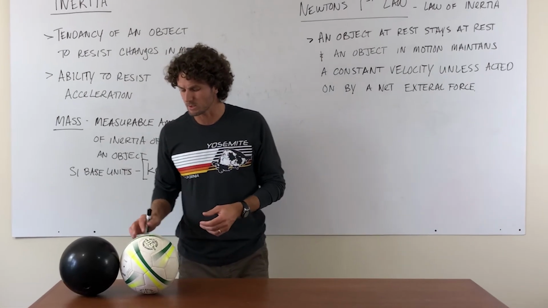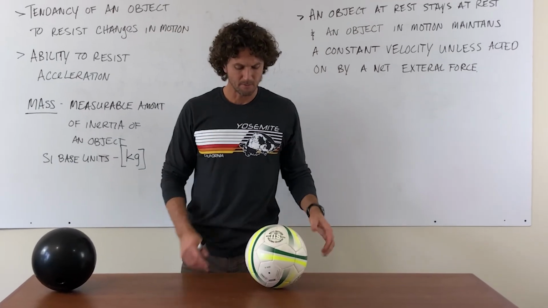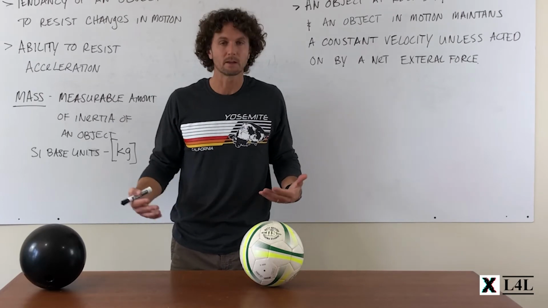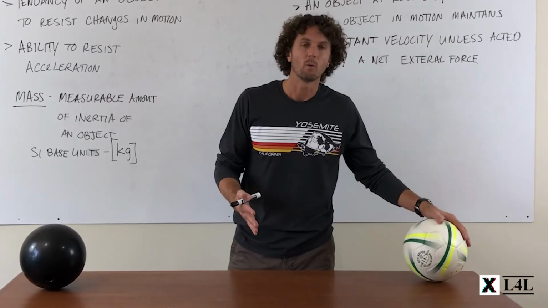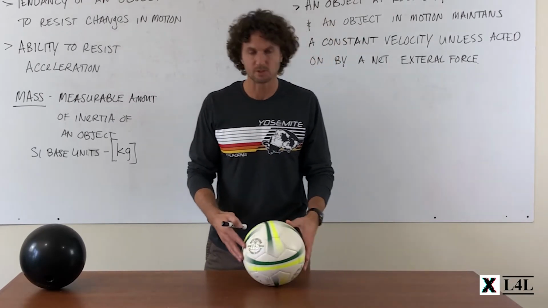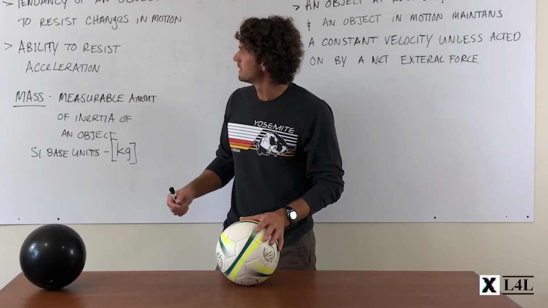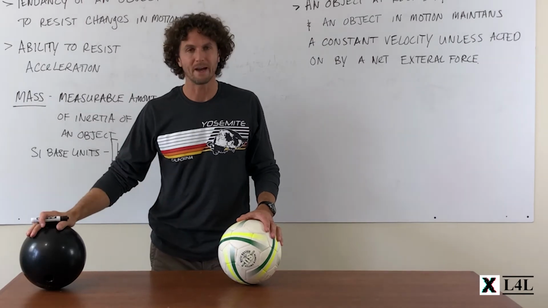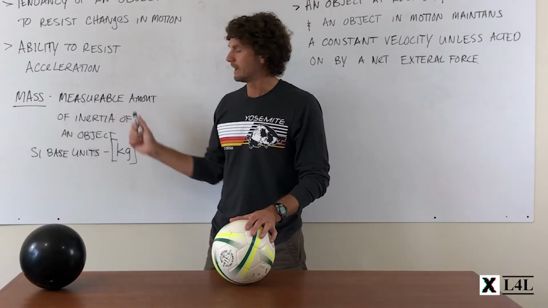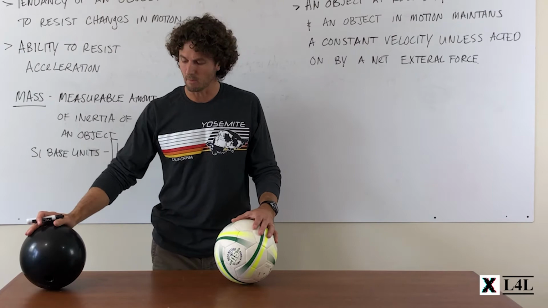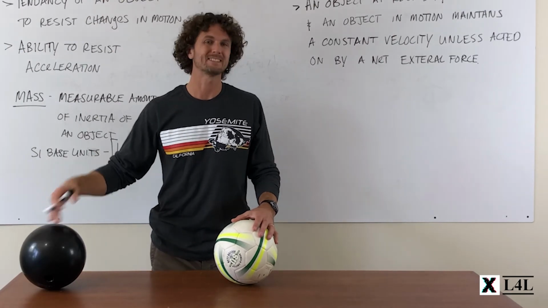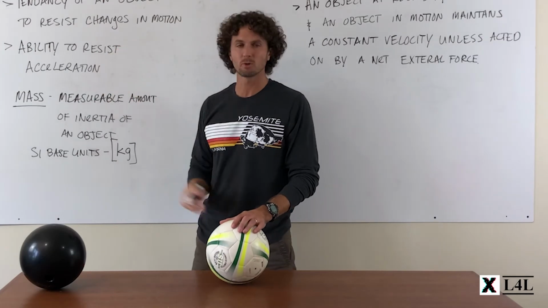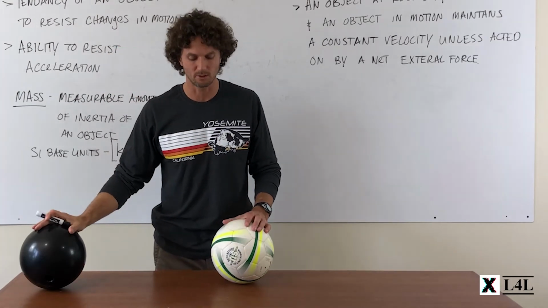So in other words, these objects here maintain their state of rest. Both are at rest unless something comes along and actually works on it or forces the object to change its state of motion. So inertia is telling us that the bowling ball has a greater mass and a greater inertial mass, so it's going to have a greater resistance to wanting to change its motion. So it has a greater resistance to acceleration.